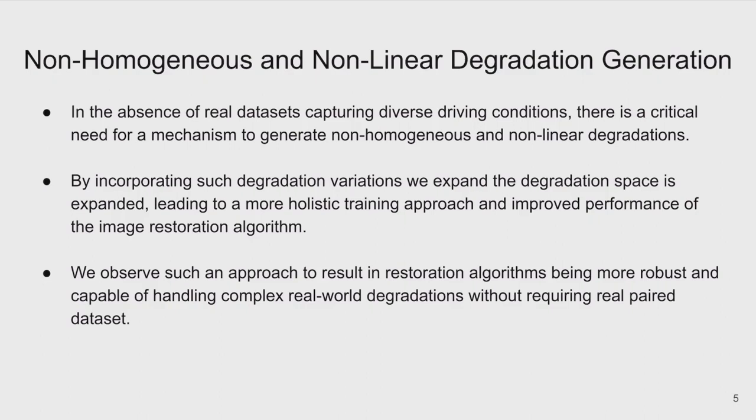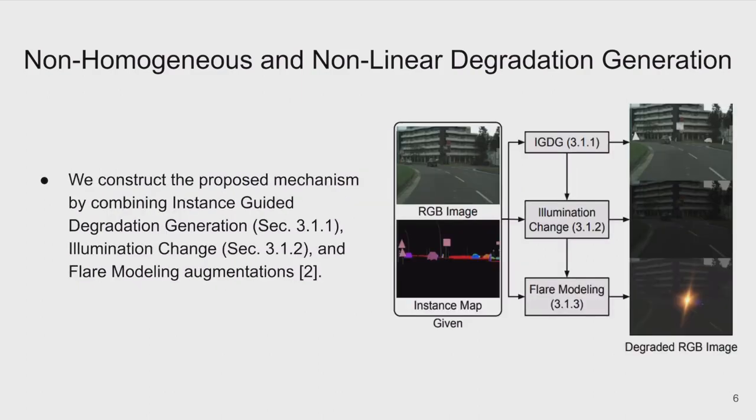Focusing on non-homogeneous and non-linear degradation generation, we highlight that in the absence of real datasets capturing diverse driving conditions, there is a critical need for a mechanism to generate non-homogeneous and non-linear degradations. By incorporating such degradation variations, we expand the degradation space, leading to a more holistic training approach, improving the performance of image restoration algorithms. We observe such an approach to result in restoration algorithms being more robust and capable of handling complex real-world degradations without requiring real paired datasets. We construct the proposed mechanism by combining instance-guided degradation generation, illumination change, and flare modeling augmentations.